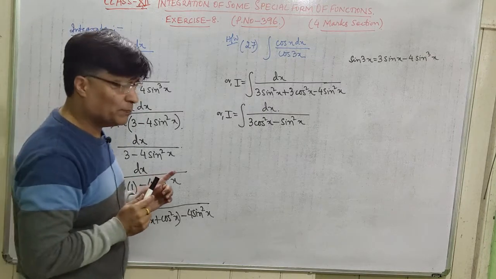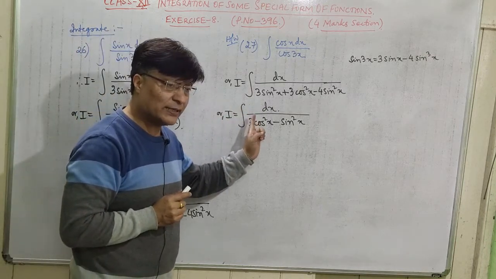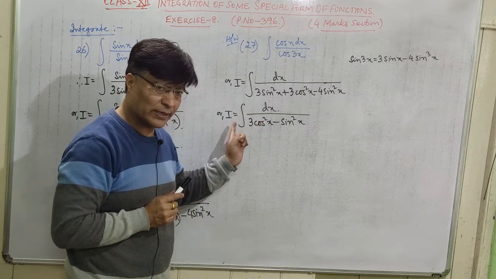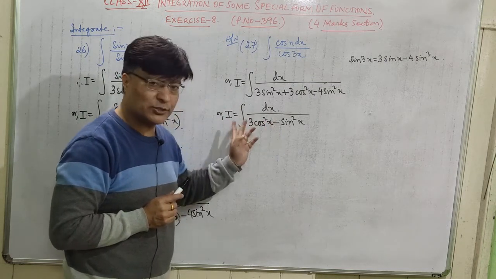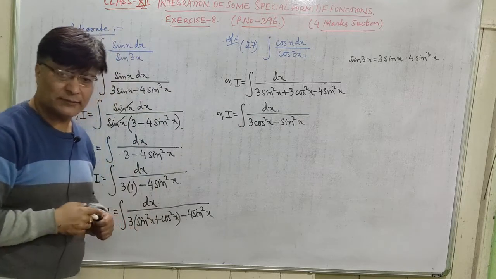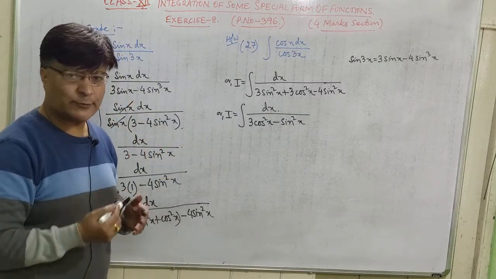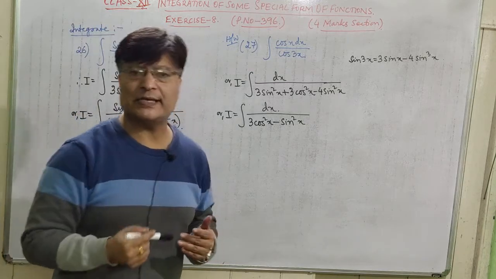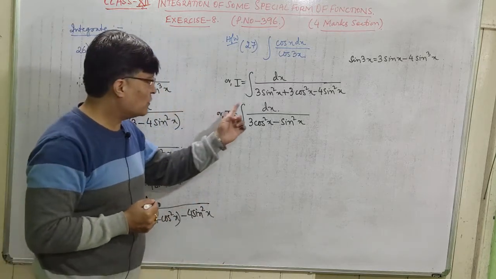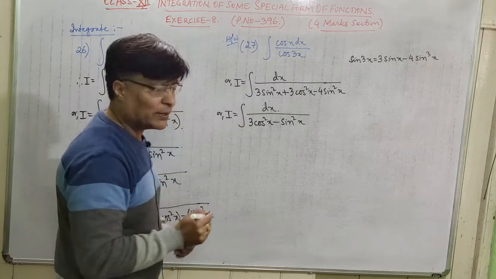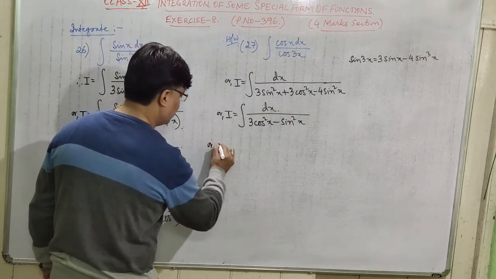Now this is in the form dx divided by a sin square x plus b cos square x. Here a is minus 1 and b is 3. So we can use the method, that is you have to convert this expression into the form of tan x and sec square x. So you should divide both the numerator and the denominator by cos square x.